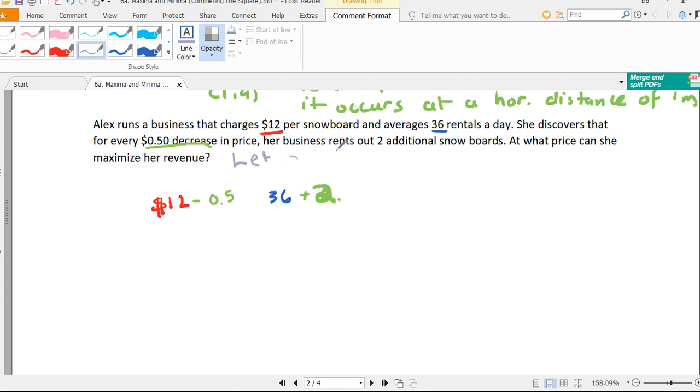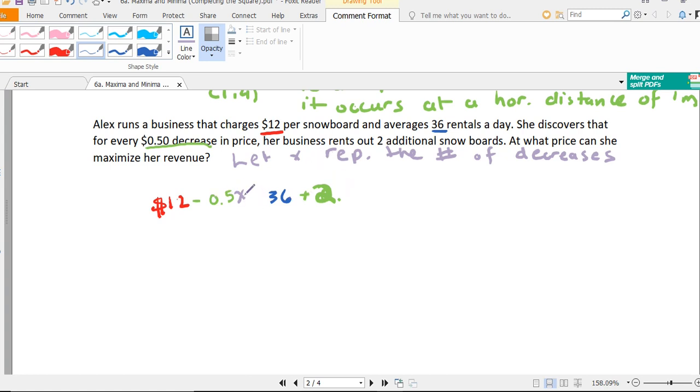So let x represent the number of decreases. Okay? So which means if I have 1 decrease, that means it's just going to be $12 minus 50 cents. If I have 2 decreases here, if that was a 2, then 2 times 50 cents is $1. That means it'd be 12 minus $1. Okay? 3 decreases, 3 times 50 cents, subtract that from 12, and so forth.